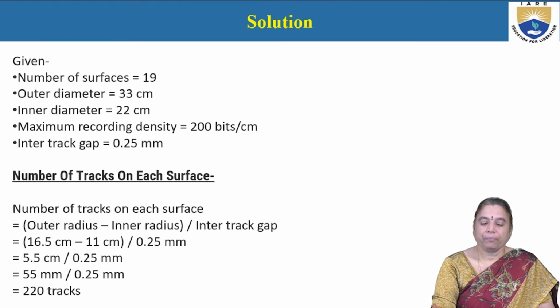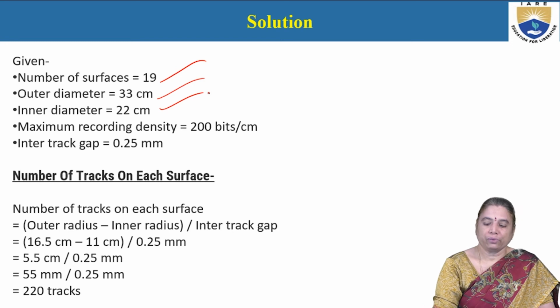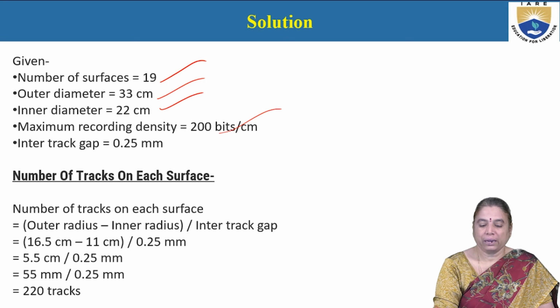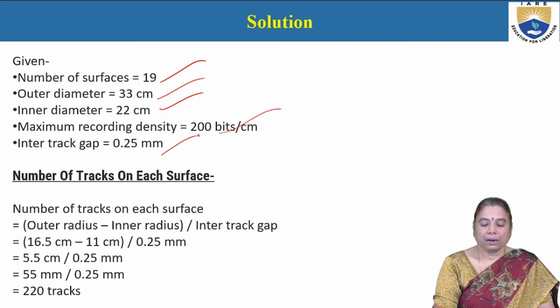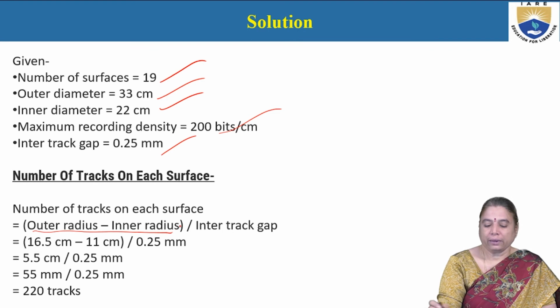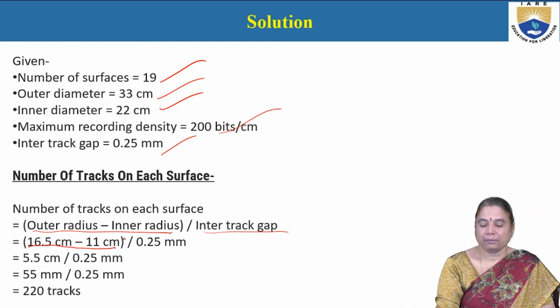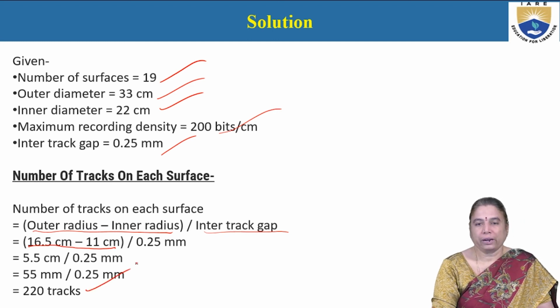So here in the problem, the number of surfaces is 19, outer diameter is 33 centimeters, inner diameter is 22 centimeters, maximum recording density is 200 bits per centimeter, inter-track gap is 0.25 millimeter. So number of tracks on each surface can be calculated. Outer radius minus inner radius by inter-track gap. So 16.5 centimeter minus 11 centimeters by 0.25 mm. So the number of tracks can be 220 tracks.